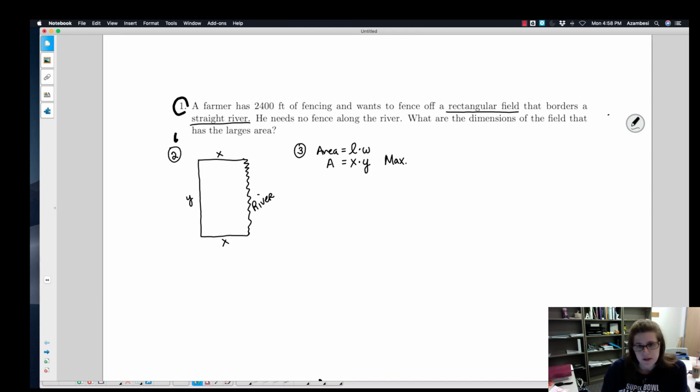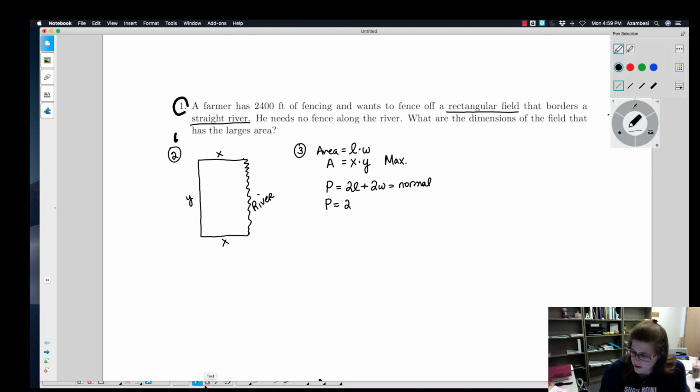The other thing that we have to deal with is the perimeter. The perimeter normally for a rectangle is 2 times the length plus 2 times the width. Except for our rectangle, we don't have to worry about the river side. So this one is for our situation. This is the normal one. For our situation, we're going to be dealing with 2 times the width, or 2x, and we're dealing with 1 times the length. So we only have 1 single length. So 2x plus y.